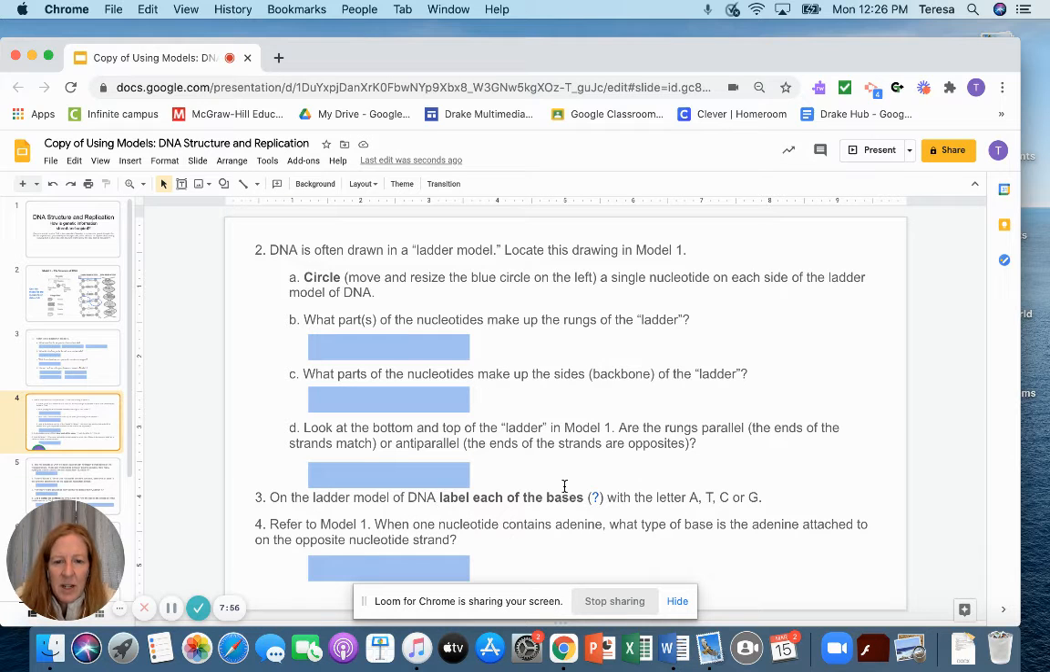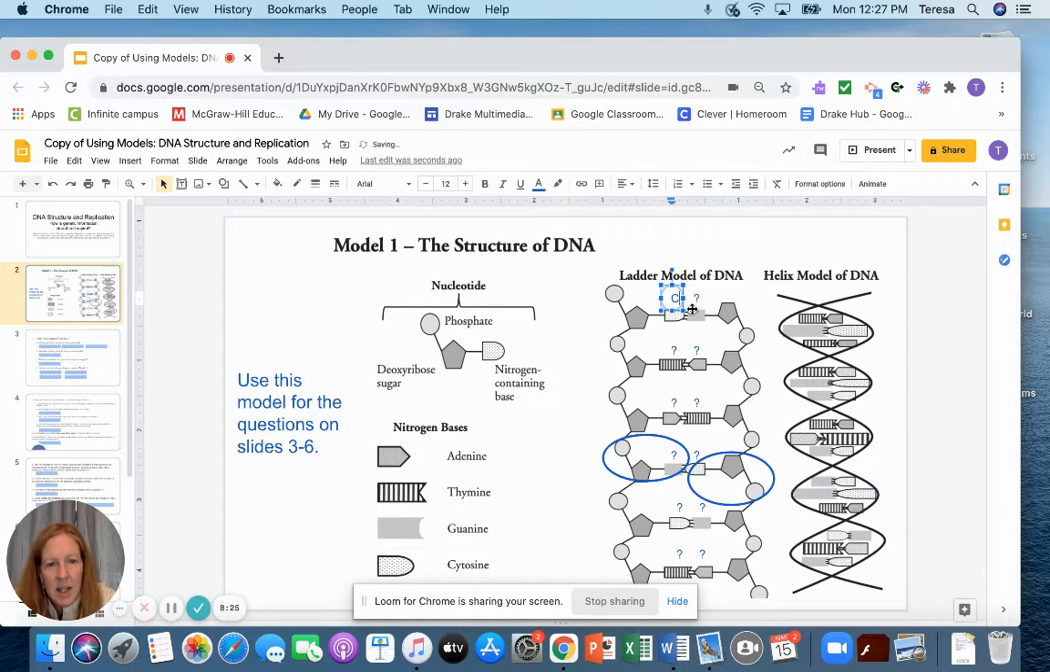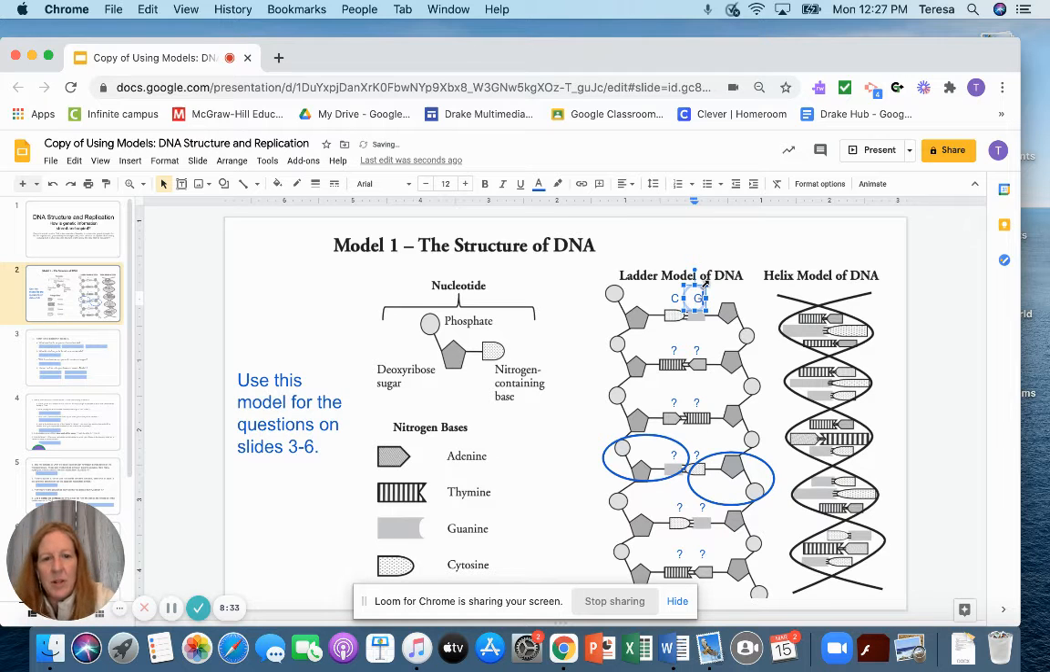And then question number 3 says that we need to label the bases on the model. So I'm going to come back to the model, and where those little question marks are, I'm going to replace those with the bases, and I'm just going to use the abbreviation. Adenine, I'm going to use A, thymine T, guanine G, cytosine C. So I find my first base is cytosine. I'm going to replace that question mark up here at the top with a C, and cytosine is paired with this light gray structure. That's a guanine. So I replace that question mark with a G.